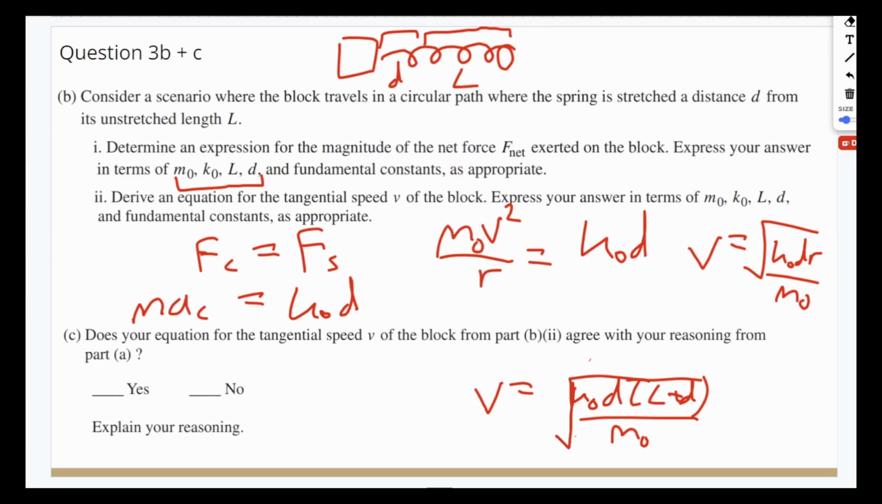So does your equation for the tangential speed v of the block from part B2 agree with your reasoning from part A? So we're going to check yes because we did it right, and then here, let's look at this. v is directly proportional to d, which is exactly what we said in A. Remember, d is the extra distance we stretched it, and as this extra distance stretched increases, v will also increase because this is in the numerator. So with that reasoning, we know that it has to be right because that is exactly the same thing that we said in part 1, which is why we check yes. So our formula does match it, and we know the formula is right, so everything is right.